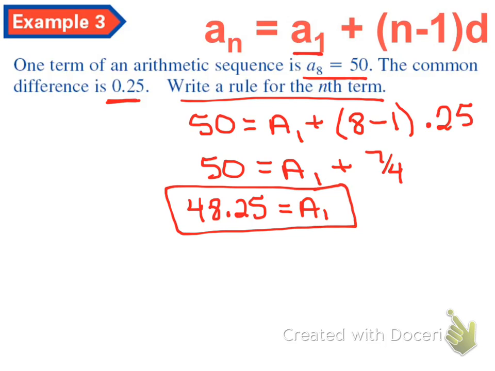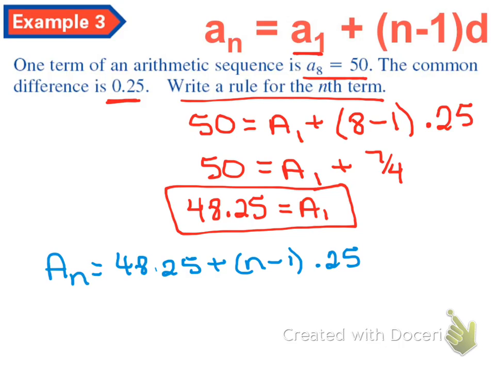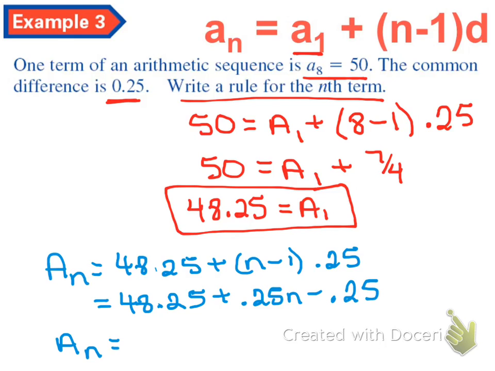Let me change colors here. So now we can write the rule for any term. Any term then would be equal to that first term, 48.25, plus n minus 1 times the common difference of 0.25. Simplify. 48.25 plus, distribute the 0.25, put like terms together, and we have our rule. Any term then is equal to 48 plus 0.25n.